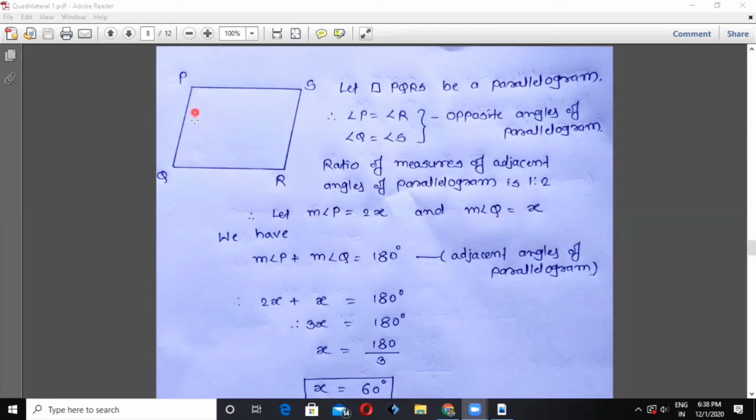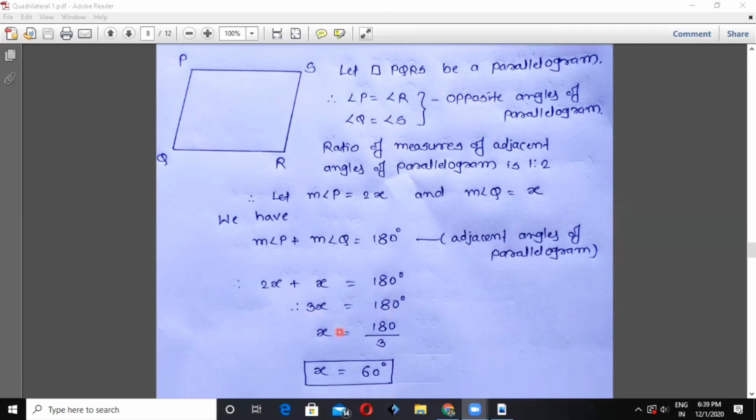Now as we know, these two are adjacent angles of a parallelogram, and we know the property that adjacent angles of a parallelogram are supplementary. That's why if we add these two, that is measure of angle P plus measure of angle Q, it will be 180, because these are adjacent angles of a parallelogram. Now we replace measure of angle P by 2x and measure of angle Q by x, that is equal to 180 degree. So 2x plus x, that will be 3x, is equal to 180.